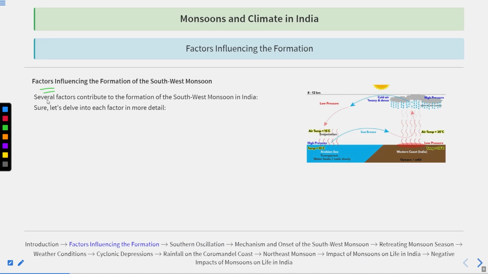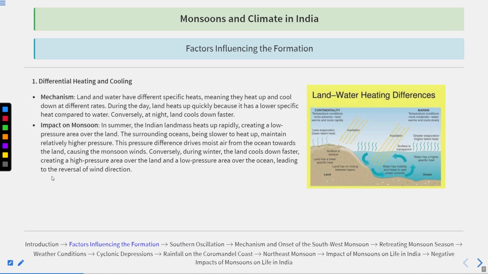If we talk about the factors, there are several factors that contribute to the formation of the southwest monsoon, like cold air, heavy density, sea breeze, and western coast. Now this is just an example. But if we go into more depth, the first factor is differential heating and cooling. By the mechanism, the land and the water have different specific heats.